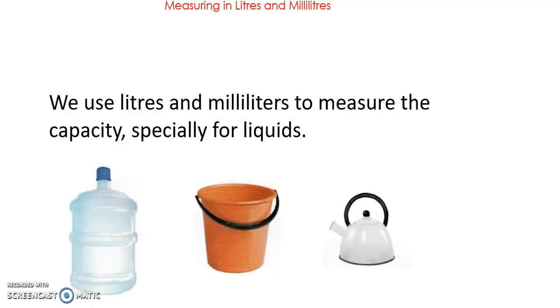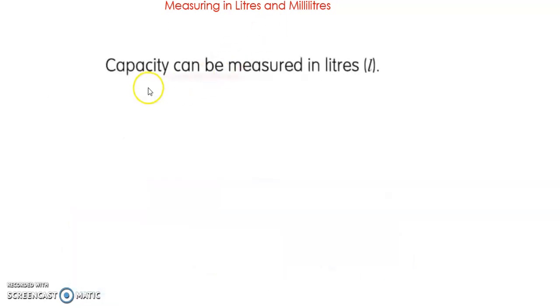So sometimes we need to know how much liquid, water for example, is in a bottle, or in a pail, or in a kettle. In fact, any kind of liquids, not only water. For example, we can also measure oil, juice, and so on. So capacity can be measured in liters and also in milliliters, but later we will know what's the difference between liter and milliliter.